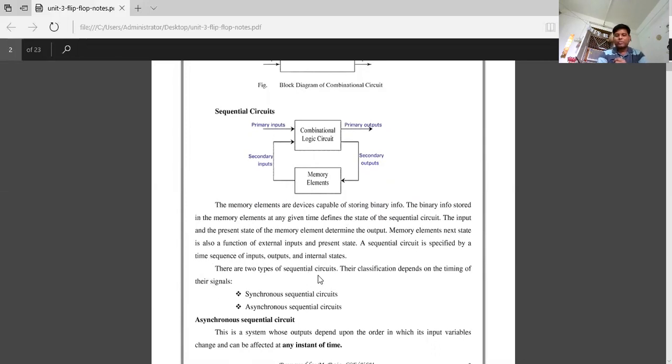So there are two types of sequential circuit: first is the synchronous sequential circuit, and the other is the asynchronous sequential circuit. In an asynchronous circuit, the output depends on the order in which the input variables change. It can be affected at any instant of time. It means that in asynchronous circuits, at any instant of time the output can be changed by the input variables.